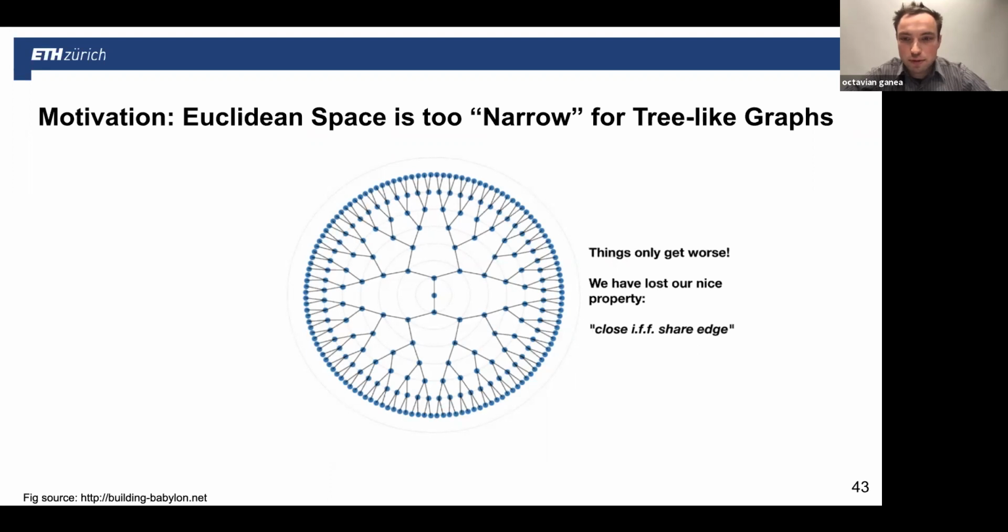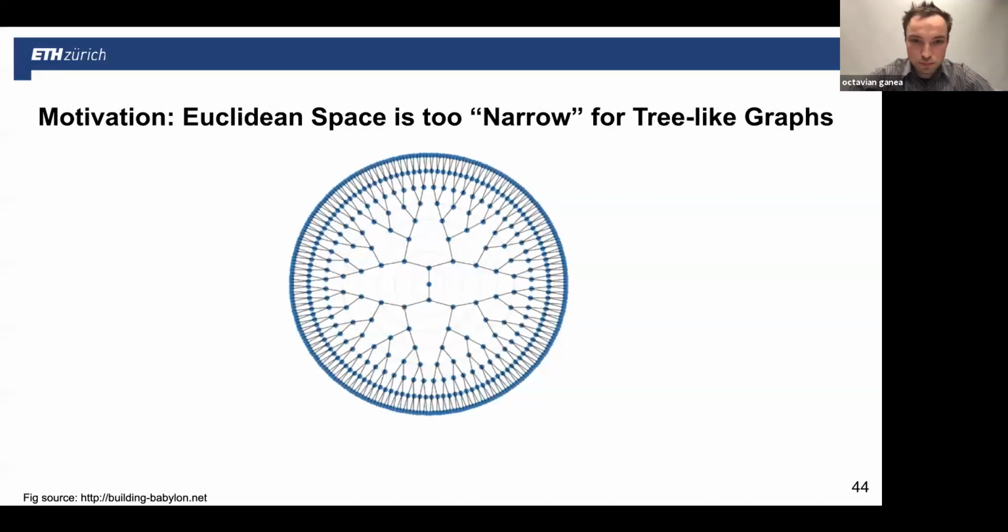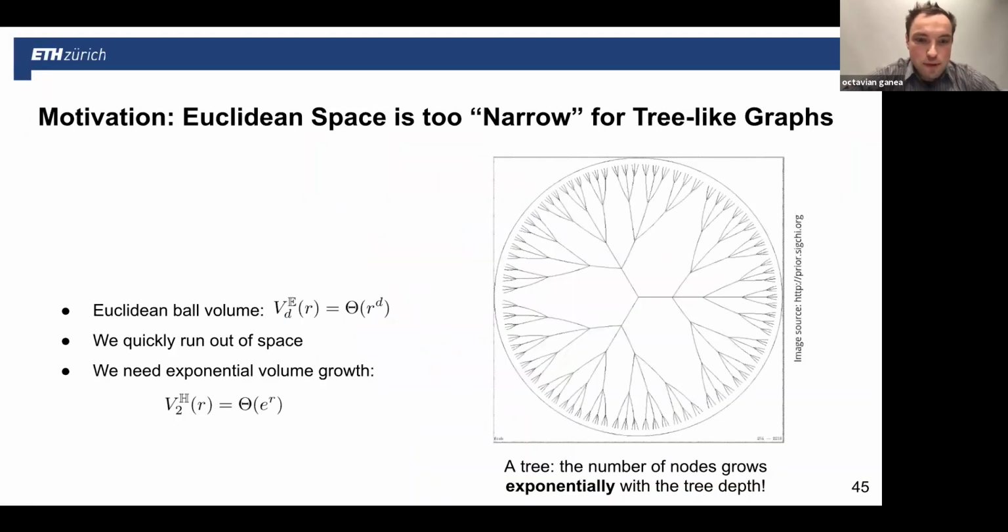So things get worse here, and we have lost our nice property, which was being close in the embedding space if and only if they share an edge. Of course, you can argue here that we can just increase the dimension of the space. This is true, but asymptotically, we still have a problem. I'm going to discuss it a bit later. So if the trees are getting larger and larger, then we have a problem. So what is the problem?